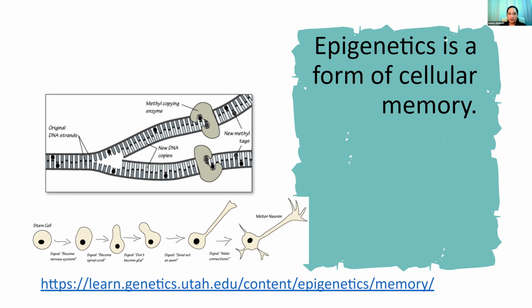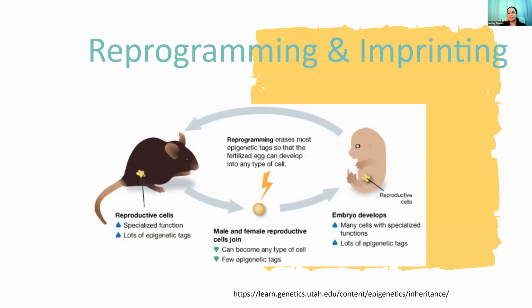So it becomes a neuron and a specialized neuron. Well, it has to have some kind of tag or something that shuts those genes down in future generations. And that's what we see. So it's not necessarily new, it's just a different way of looking at it or understanding it. So reprogramming and imprinting are mechanisms that are important in understanding epigenetics.